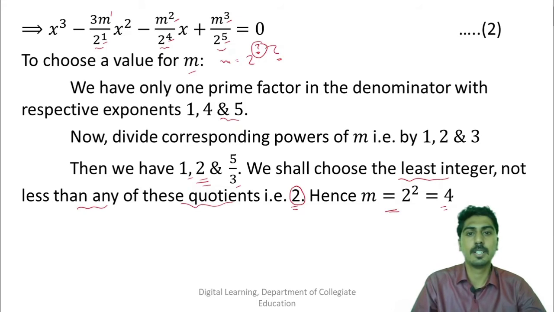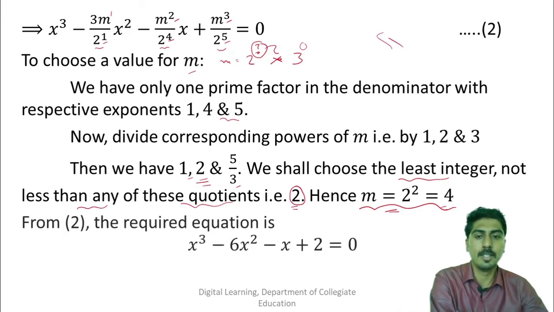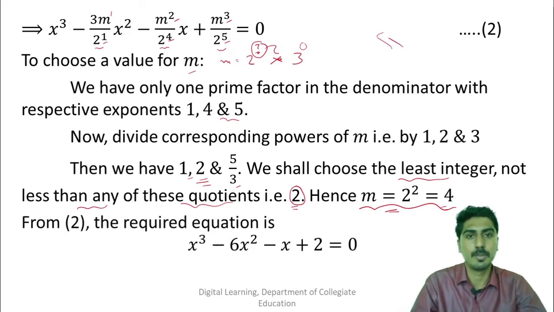Suppose we have one more prime factor in the denominator, say 3. Find out the exponent of 3 following the same procedure. Now when I put m equal to 4 in this equation, I get the desired equation.